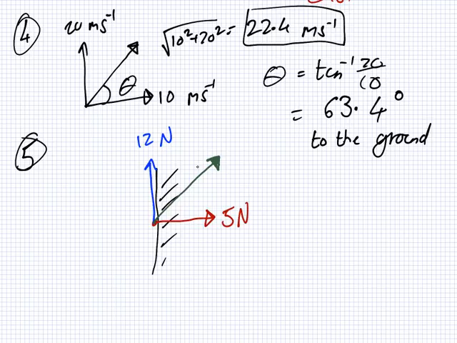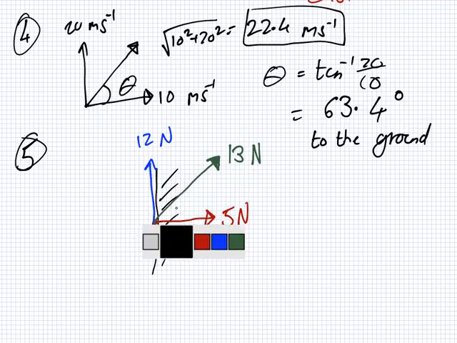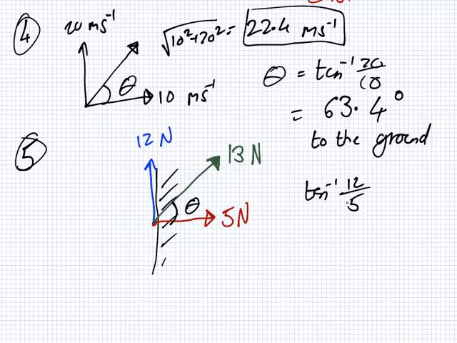What do we get for the hypotenuse here? 13. 13 from Pythagoras. And the angle here, theta, is tan inverse 12 over 5, 67.4. Yeah. And is it to the horizontal?